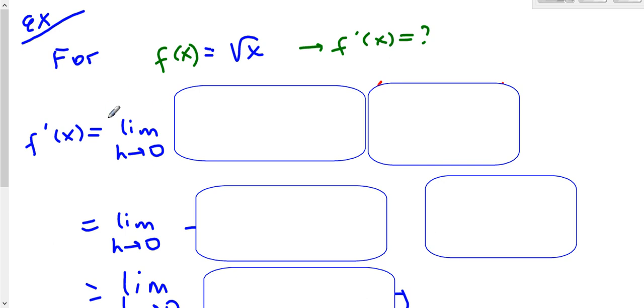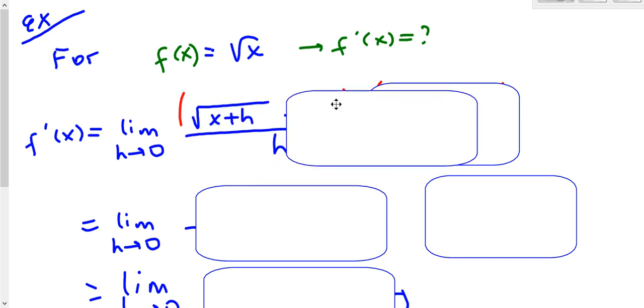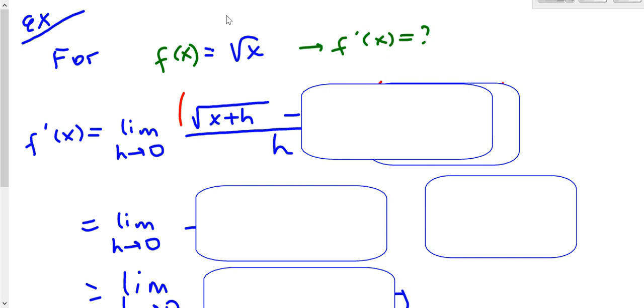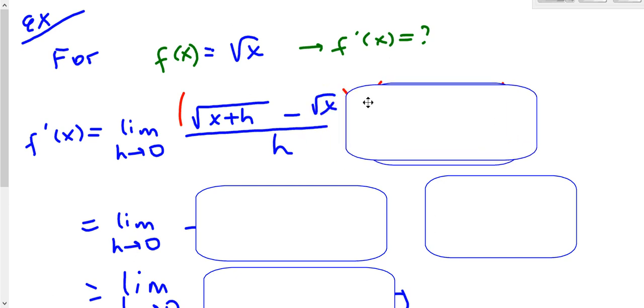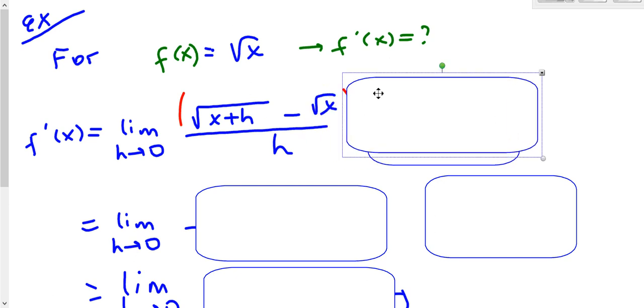Limit as h goes to 0 of f of x plus h. So replace the x with x plus h. That'll be the square root of x plus h minus f of x. Write the function again. So that's minus root x, all over h.